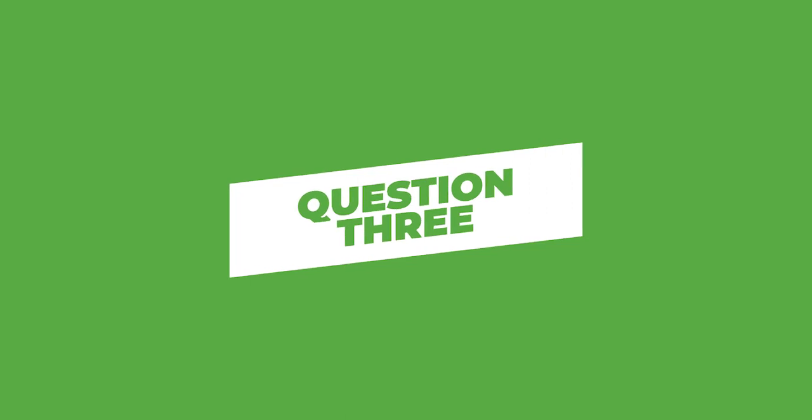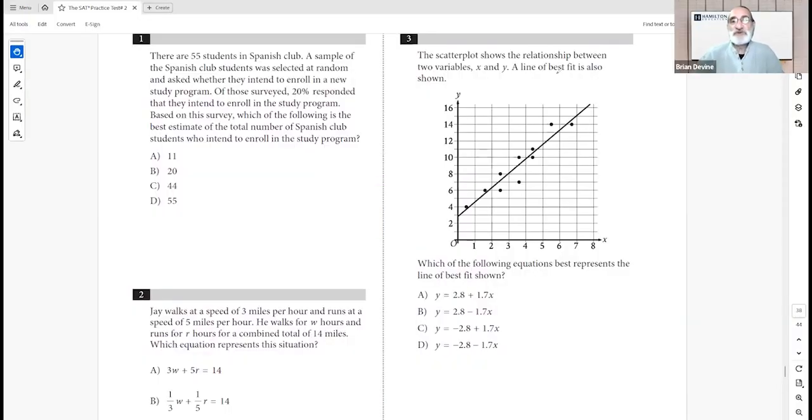Question 3. The scatter plot shows the relationship between two variables, X and Y. A line of best fit is also shown. Which of the following equations best represents the line of best fit?